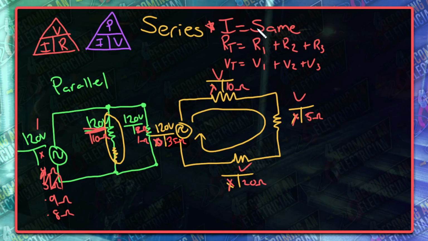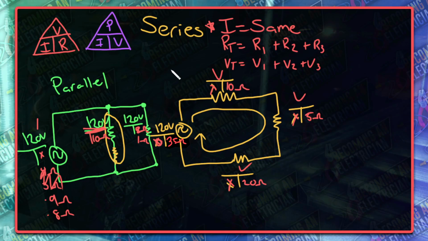Current is always the same. We can add up our resistors, we can add up our voltages, we can add up our wattages. And then again, if you want to find your wattage, it's just volts times amps, and you just follow your two triangles. And closing out here, there are two things I want to say.